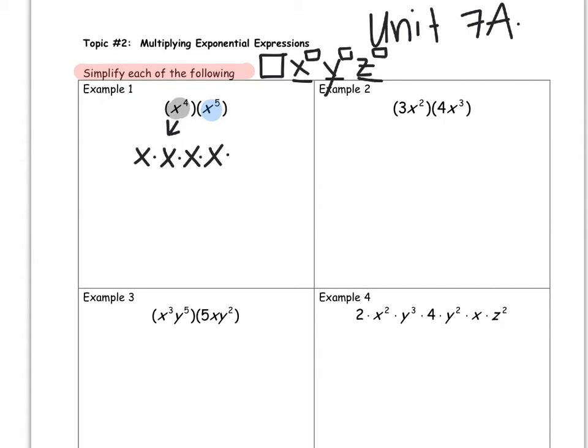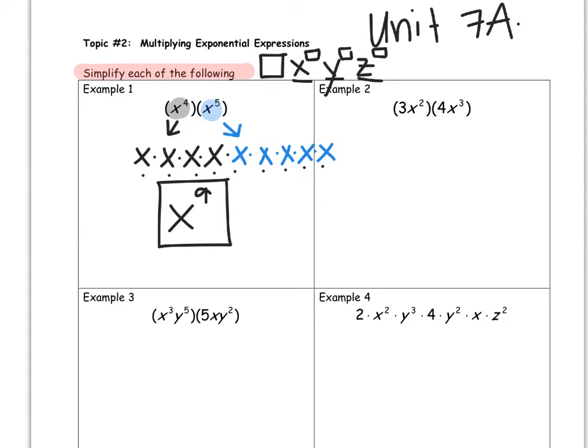So I'm going to multiply that by x to the fifth, which is x times x times x times x times x. And then to simplify this, we just write it as a single base of x. And I'll count these up. 1, 2, 3, 4, 5, 6, 7, 8, 9. X to the ninth is our final answer.